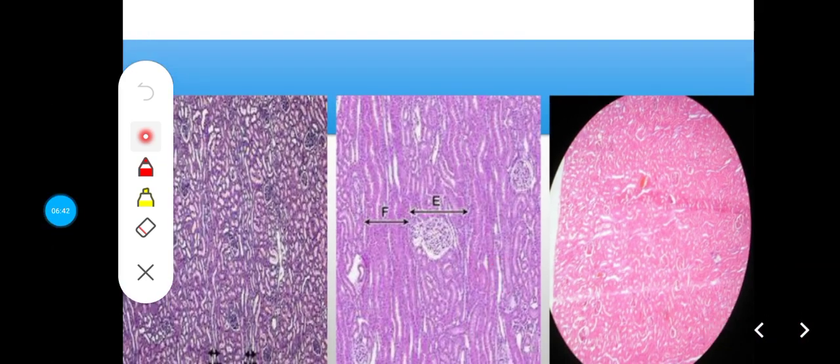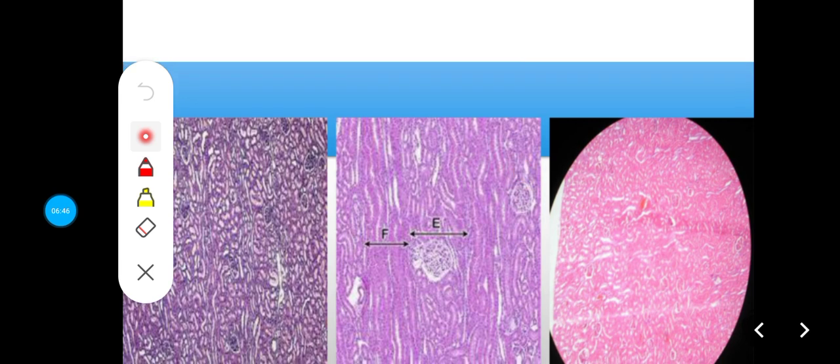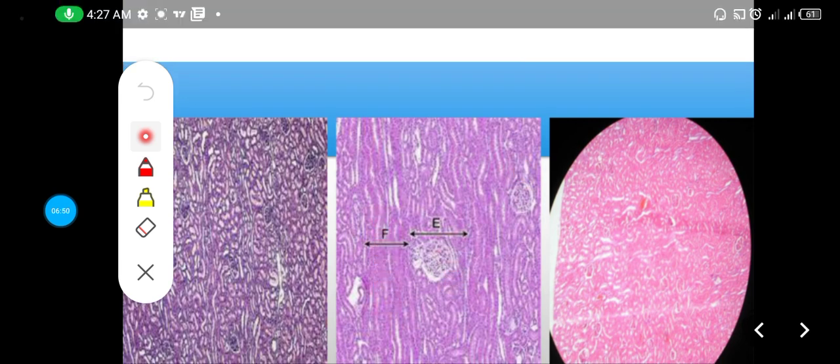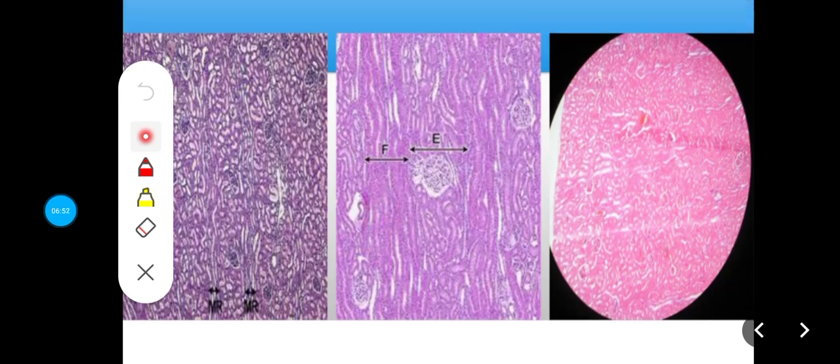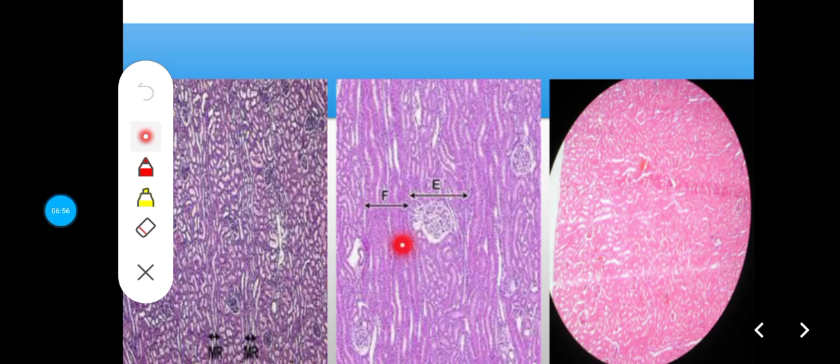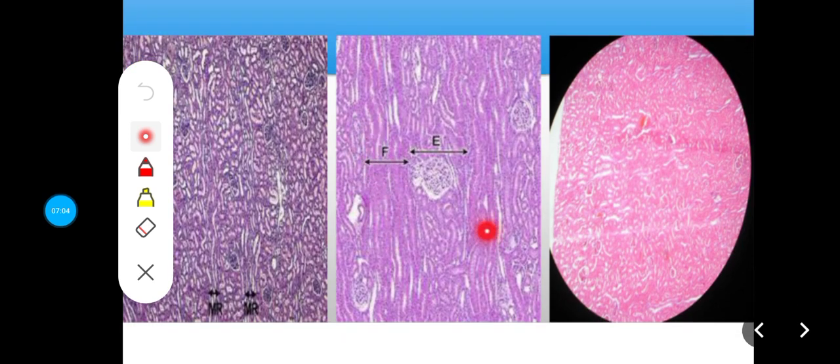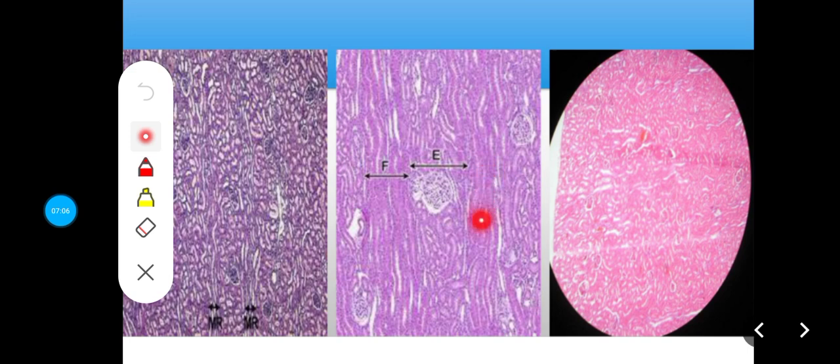Now look at this one as well. The renal corpuscle. Then you can also appreciate some parallel running structures. So this one represents the medullary rays. That's an extension of the collecting duct and the loop of Henle within the cortex. So this is also the cortex of the kidney. You see the medullary rays. So the same thing here.